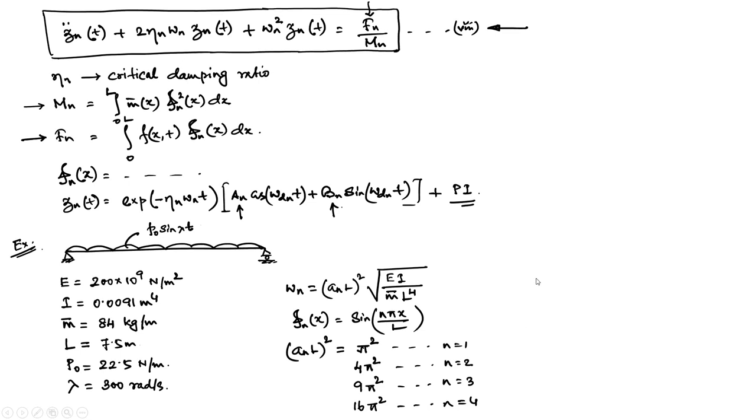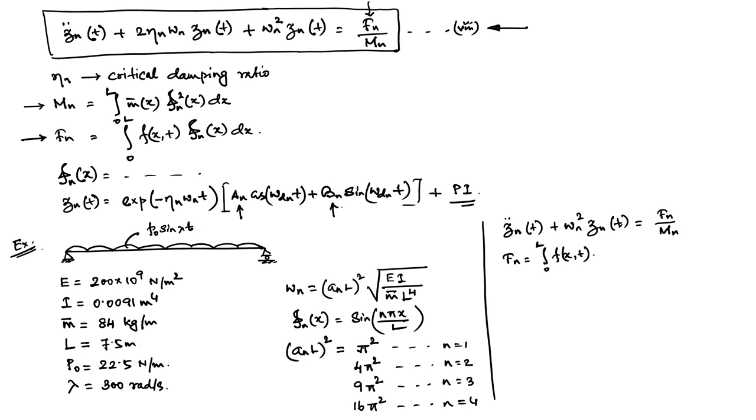So, what is the solution? Our equation in this case, if I consider the undamped case, is z n double dot of t plus omega n square z n of t is equal to f n by m n. This expression for f n is the integral from zero to L of f x comma t times phi n x dx, right.